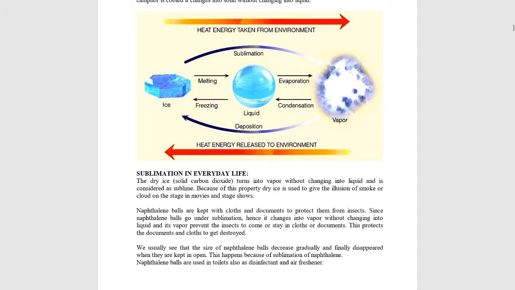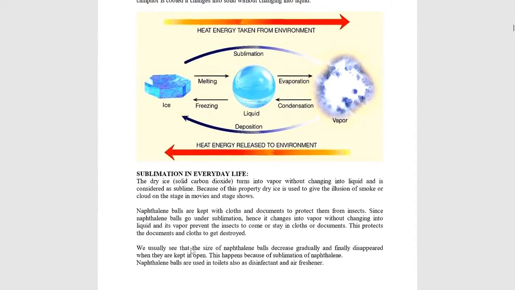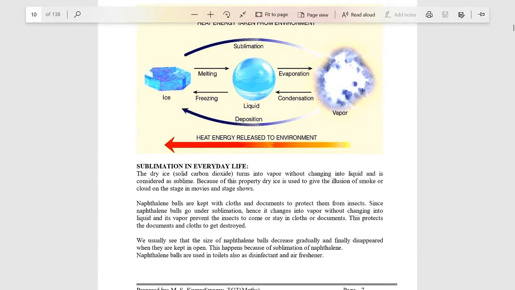Now naphthalene. Naphthalene balls are kept with clothes and documents to protect them from insects. Since naphthalene balls go under sublimation, they change into vapor without changing into liquid, and the vapor prevents insects from coming or staying in clothes or documents. This protects the documents and clothes from getting destroyed. We usually see that the size of the naphthalene balls decreases gradually and finally disappears when they are kept in the open. This happens because of the sublimation of naphthalene. Naphthalene balls are used in toilets also as disinfectants and air fresheners.